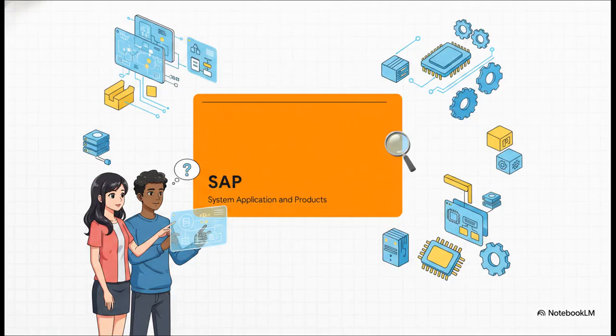Here is another highly specific, heavily tested abbreviation you absolutely need to pull out and memorize on its own. SAP. This stands for System, Application, and Products. Seriously, when you see this on the exam, don't overthink it, don't second-guess yourself. It's System, Application, and Products.